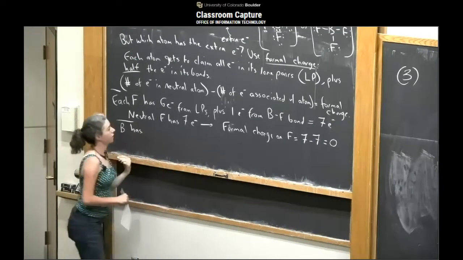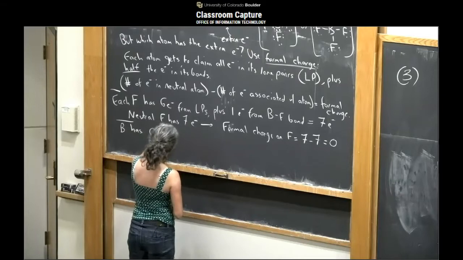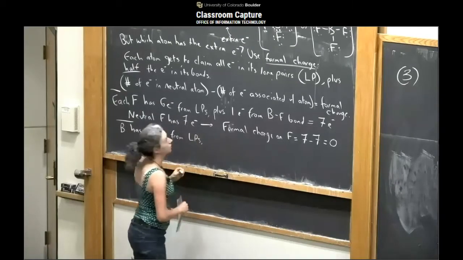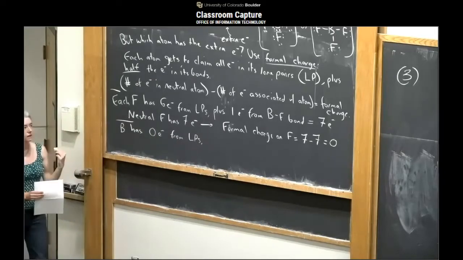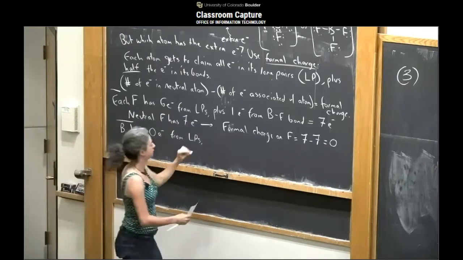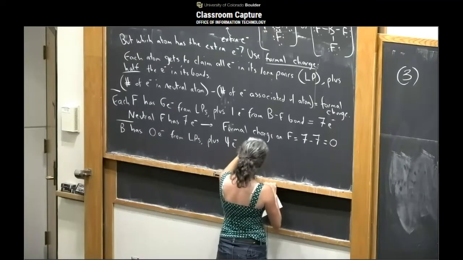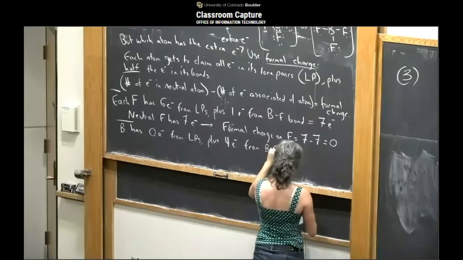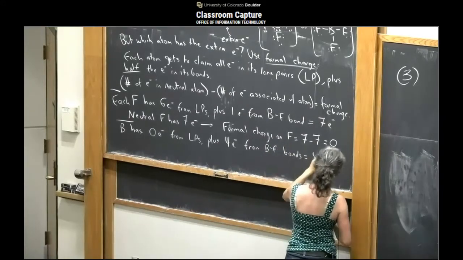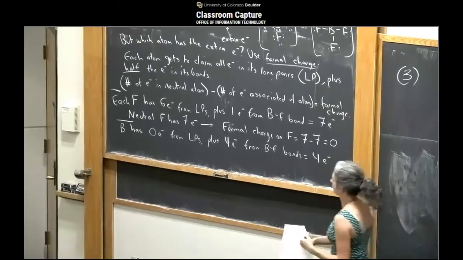Boron has no lone pairs, so 0 electrons from that, because all of its electrons are shared. And then it gets to count half of the electrons out of all of its bonds. So it's got a total of 4 single bonds. That's 8 electrons associated with it. But it only gets to count half of those. So 4 electrons from the BF bonds gives us 4 electrons. We already know that boron needs 3 electrons if it's neutral.